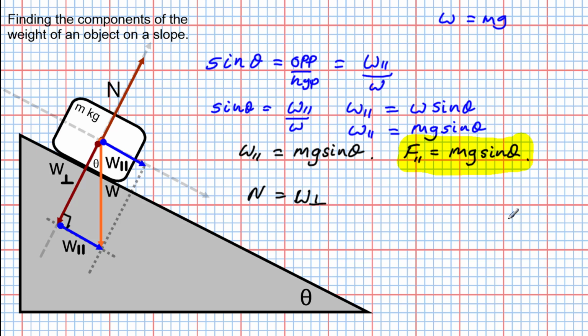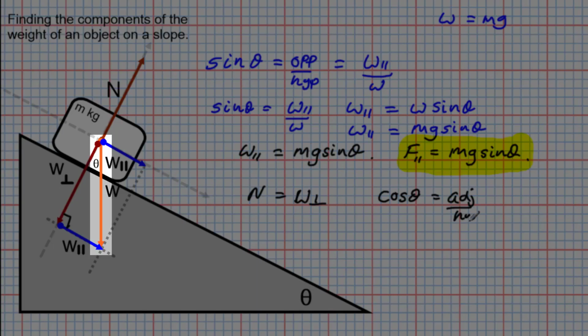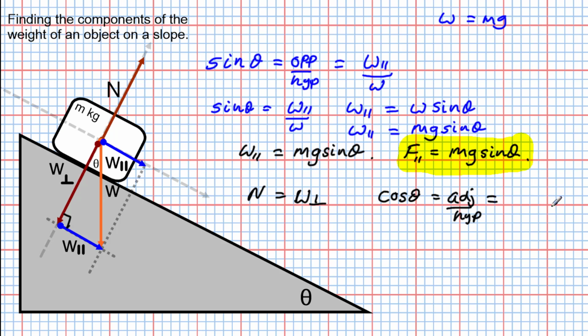Now we can use our trig once again to find the component of the weight which is acting perpendicularly. And we find out if we use our cos expression, cos of the angle theta is going to be equal to the adjacent divided by the hypotenuse. In this case, the adjacent is going to be our perpendicular weight divided by our weight. So if we put this down the following way, cos theta is equal to perpendicular weight divided by, and the weight is going to be mg.